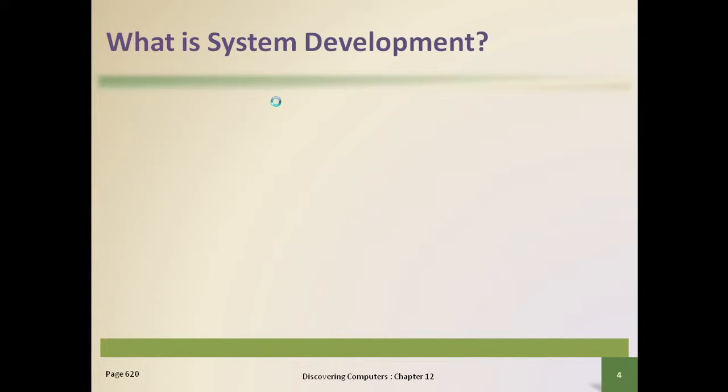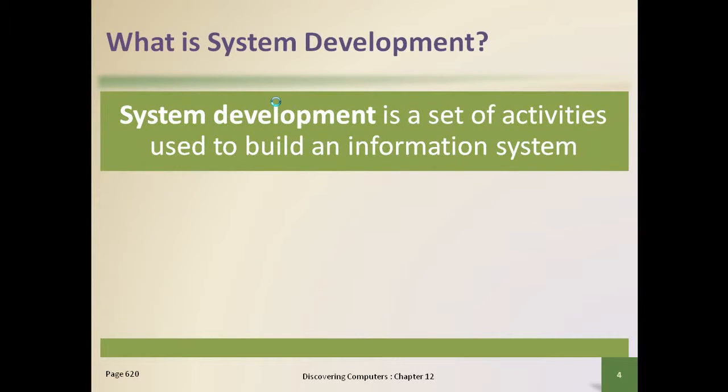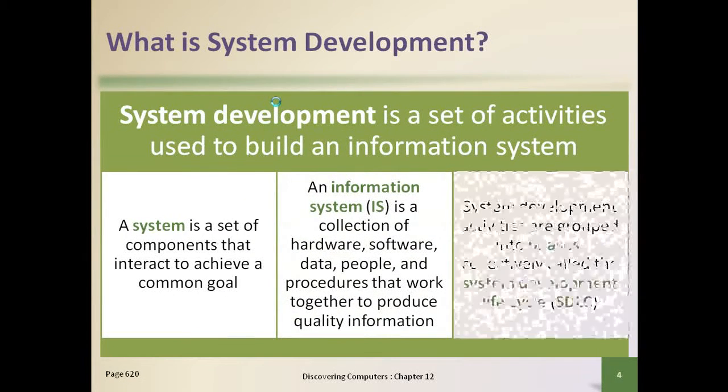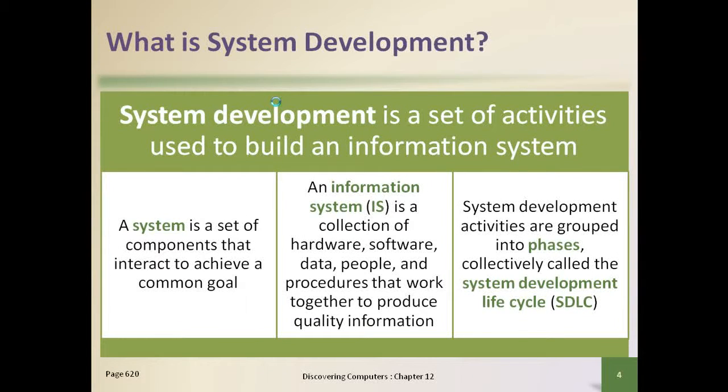What is system development? System development is a set of activities used to build an information system. A system is a set of components that interact to achieve a common goal. An information system is a collection of hardware, software, data, people, and procedures that work together to produce quality information. System development activities are grouped into phases, collectively called the System Development Life Cycle (SDLC).